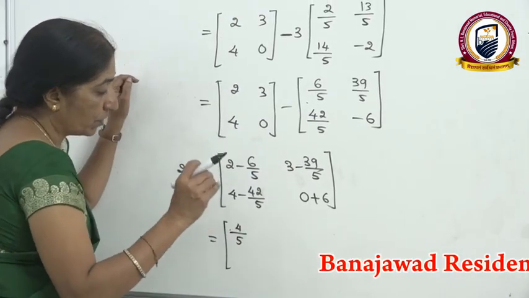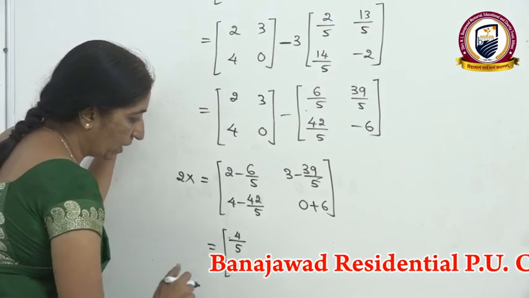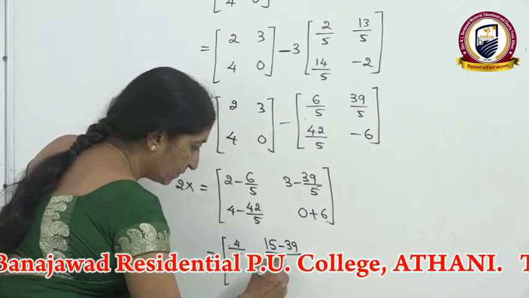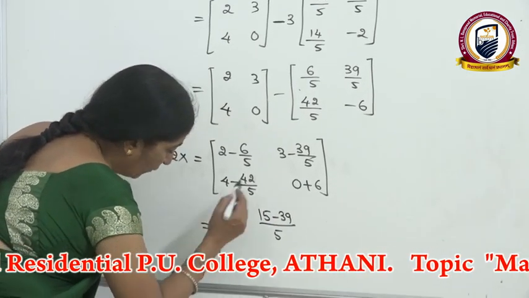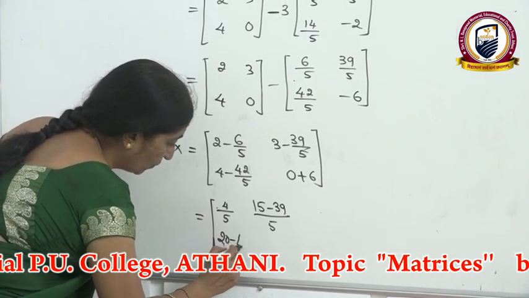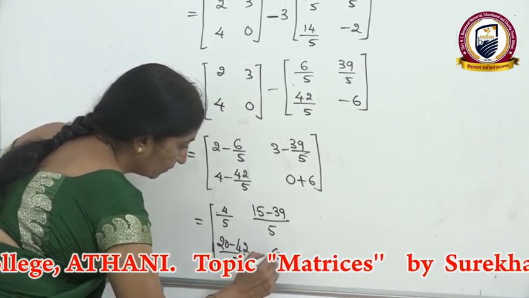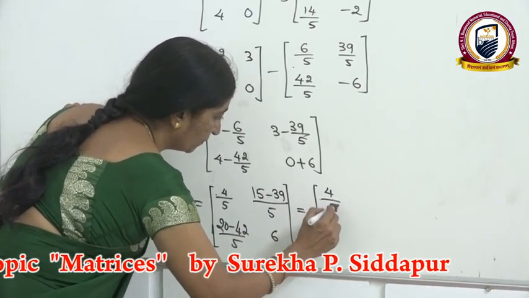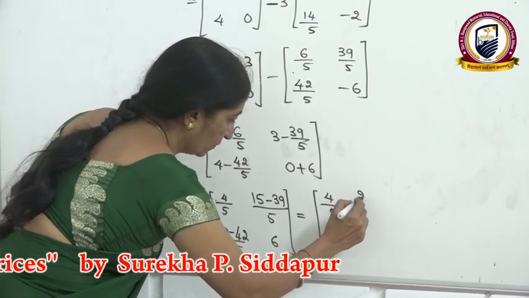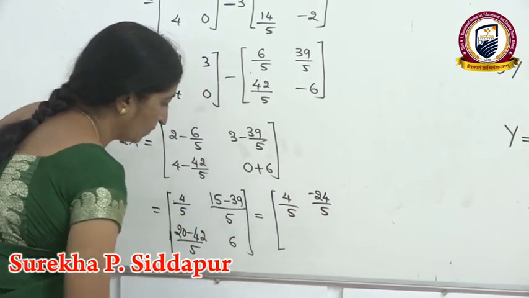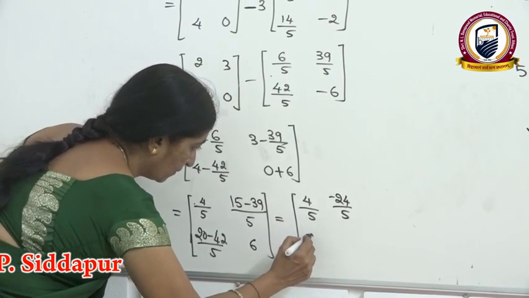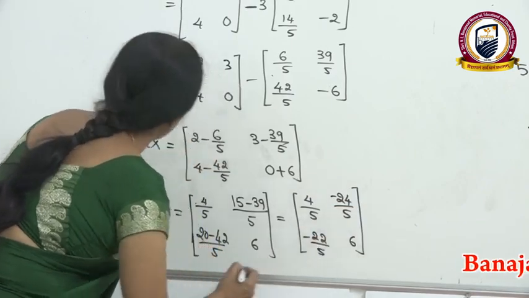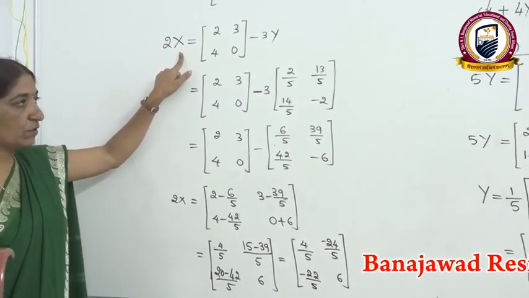If it is not possible for you to write the value directly, go for the LCM, write like this. Then in the next step you write the simplified value. Here write the simplified value. This is 6, but this is not x, this is 2x. Write x.